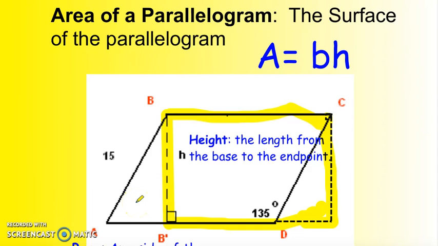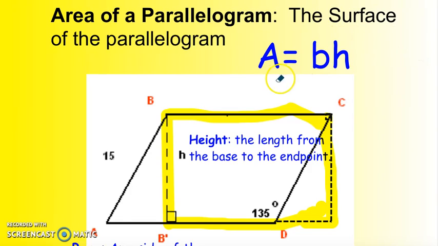So just keep in mind that we need to have a height of a parallelogram. The diagonal part is never considered the height. It cannot be considered the height because it's not straight up and down. It's not the highest part of our parallelogram.